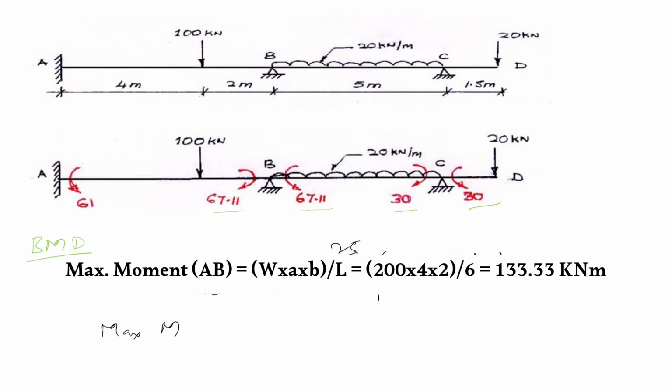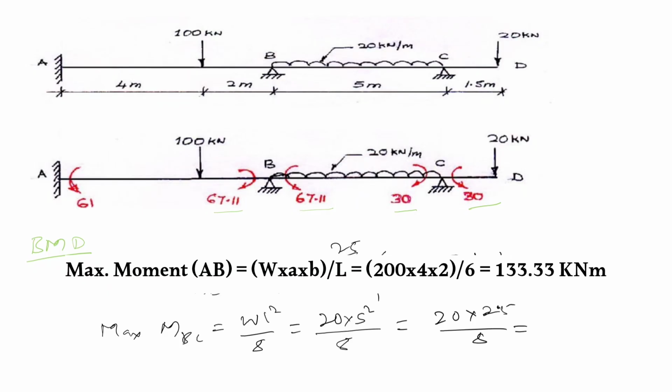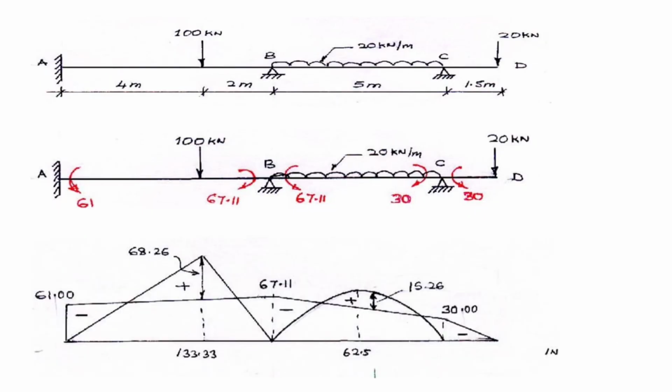Maximum moment in span BC due to UDL is WL square by 8. W is 20, L is 5, divided by 8. We will get 20 into 25 divided by 8. After solving, we will get 62.5 kilonewton meter. This is our bending moment diagram. So this is the maximum bending moment.